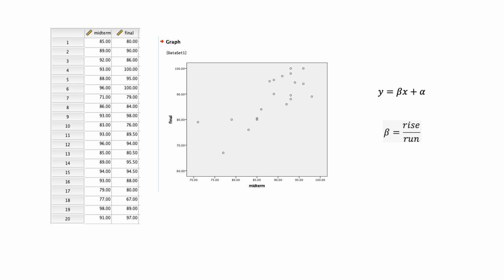So if beta is positive, we would expect that for every 1 unit change in x, we have a positive unit change in y. And if beta is negative, we would expect that a 1 unit positive change in x leads to a beta negative change in y.